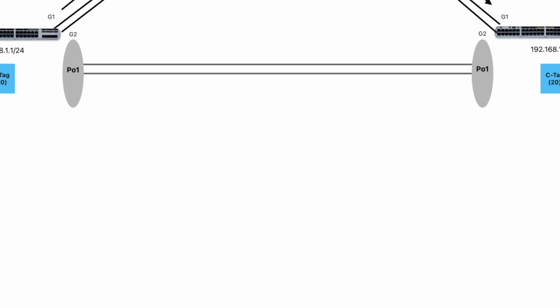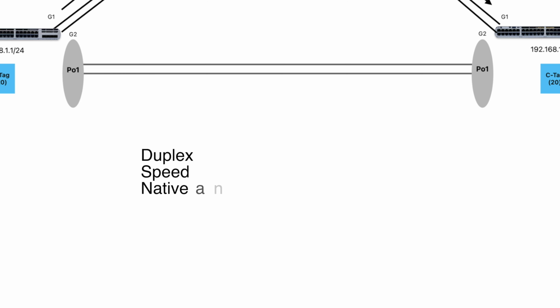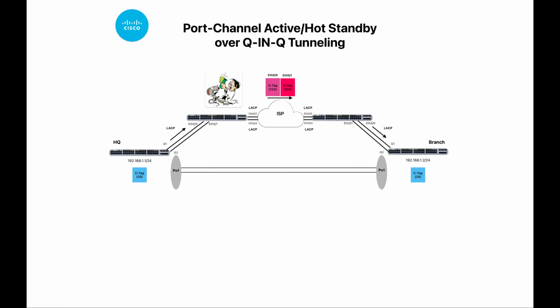With that said, we're going to be using LACP as the EtherChannel protocol. In order to create an EtherChannel, you need to make sure that all interfaces have the same configuration. That applies to duplex, speed, native and allowed VLANs, and switchport mode, whether it's access or trunk. Now that we have explained a little bit about both protocols, let's dive into the lab details.